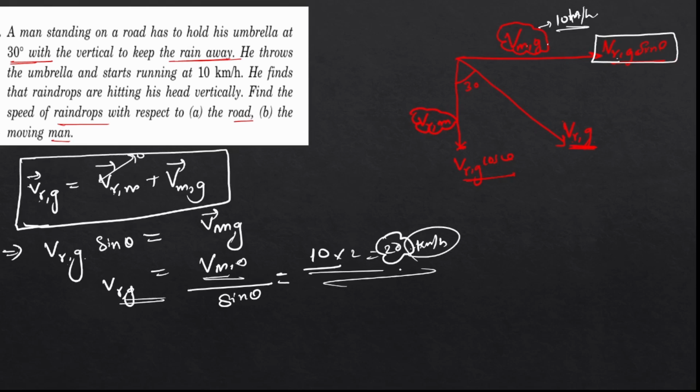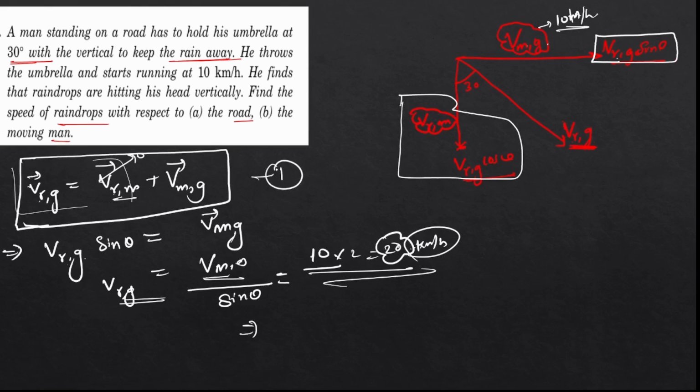Thirdly, we need to find the velocity of this rain with respect to the moving man. Now we need to equate these vertical coordinates. That means we are only putting the values in this equation 1. If we equate these coordinates, obviously this thing would be 0. Why? Because the man is moving in a horizontal direction, not in a vertical direction. That is why the vertical velocity of this man would be 0.